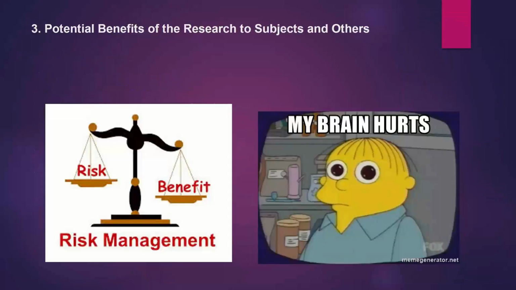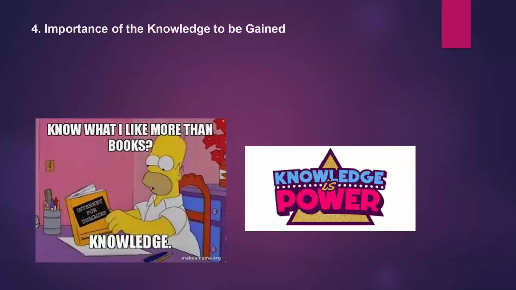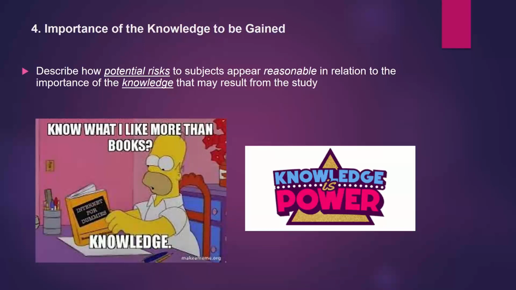The third section involves potential benefits of the research to subjects and others. So describing how potential risks to subjects appear reasonable in relation to anticipated benefits. So this might involve some thinking on your part. Reach out to your mentorship team for ideas. The fourth section is importance of the knowledge to be gained. So describe how potential risks to subjects appear reasonable in relation to the importance of the knowledge that may result from the study. So what knowledge from your study may outweigh potential risks to subjects?